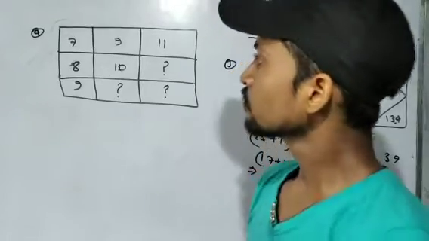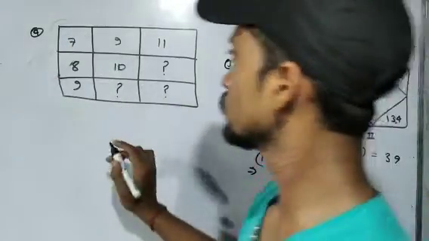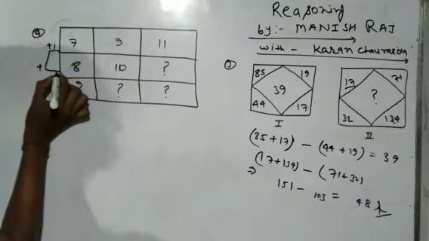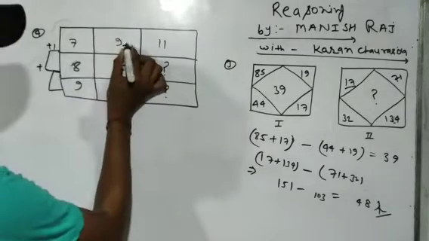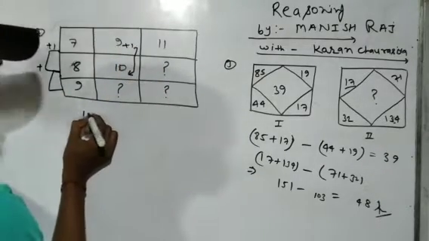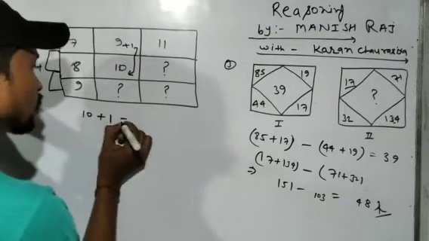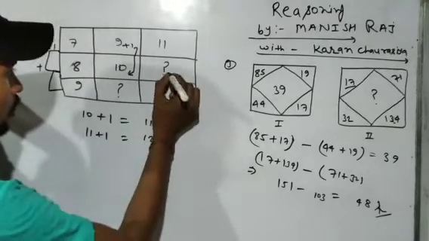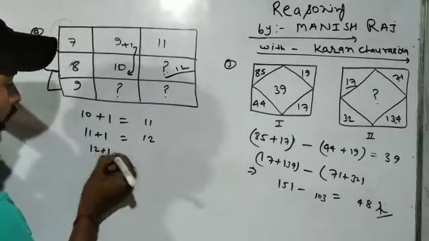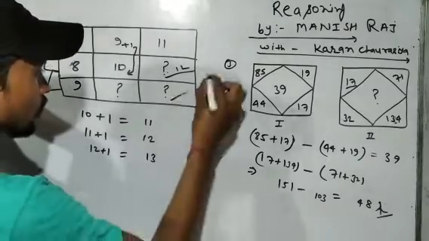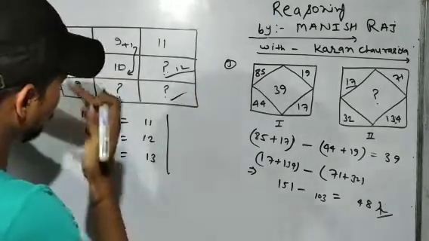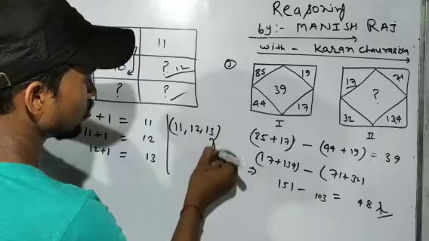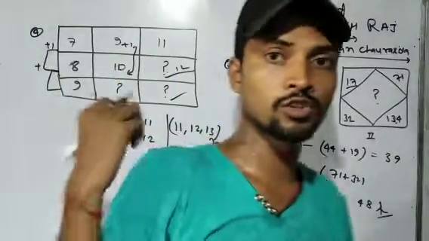When 7 is added plus 1, we get 8. 8 plus 1 gives 9. 9 plus 1 gives 10. Then we can write 10 plus 1 gives 11, 11 plus 1 gives 12, and 12 plus 1 gives 13. According to the missing numbers, we can write 11, 12 and 13 as the answer. Understand? It is a very easy question.